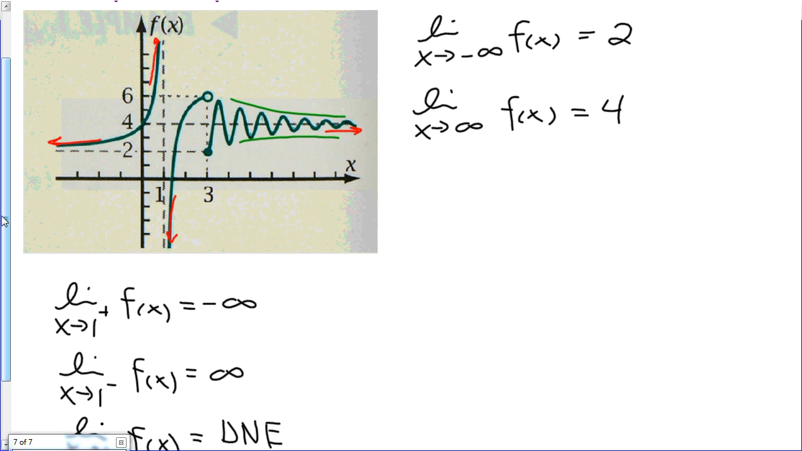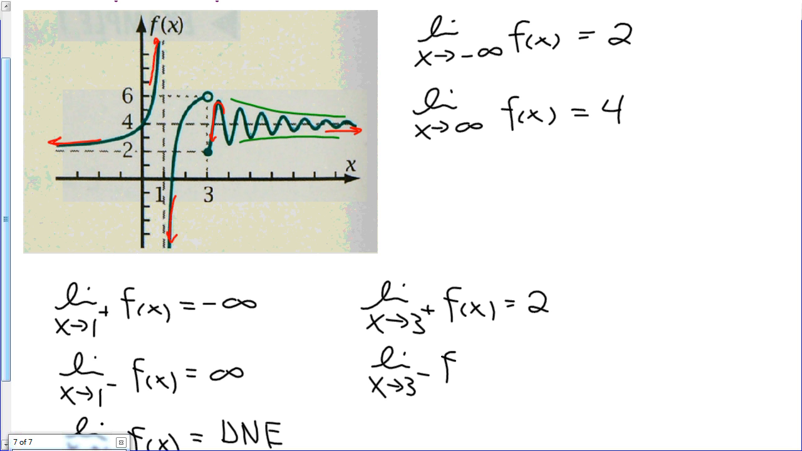Okay? And the last one, I guess, for us to consider here is what's happening at 3. So the limit as x goes to 3 from the right side. As we're heading to 3 from the right side, again, I'm following this curve here that it's oscillating back and forth, but as I approach 3, I can see I'm approaching just one value. From the right side, it looks like I'm approaching that value of 2. And the limit as x goes to 3 from the left side, again, following my curve, I can see I'm heading in this direction right here. I'm heading up to that value of 6.